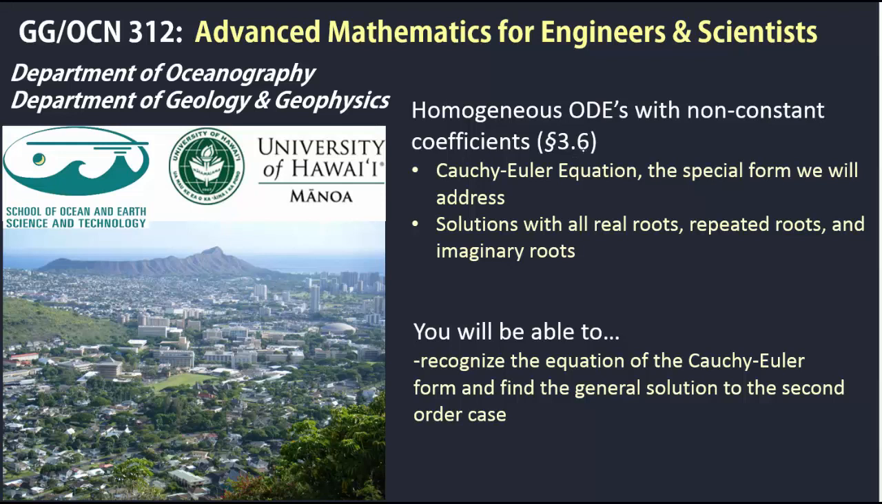For that type of situation, we're going to focus on the relatively simple case in which the coefficients vary according to the Cauchy-Euler equation. It's a special form that has a relatively simple solution, so that's what we'll focus on. After going through a derivation of the solutions, I'm going to show you that there are three situations you will encounter. The first is when all the roots of the second order equation are real. The second is when the roots are repeated. And finally, the case in which the roots are imaginary.